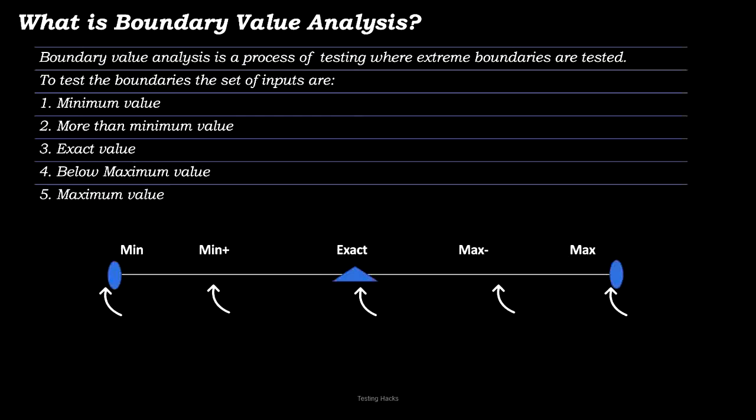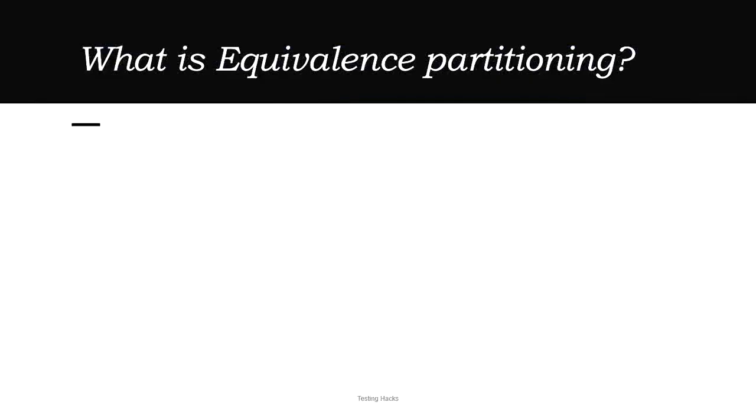Let's see what inputs we can give to test the application with the boundary values. Suppose one is the minimum value, more than the minimum value, the exact value, below the maximum value, and the maximum value. If you see here, we have the minimum value, and then next is more than the minimum value, next is the exact value, and next is maximum minus, which is below the maximum value, and next is the maximum value. So this is about boundary value analysis. The next topic is, what is equivalence partitioning then?